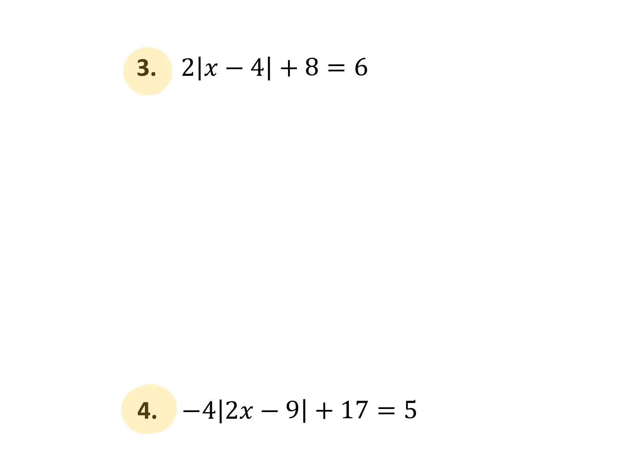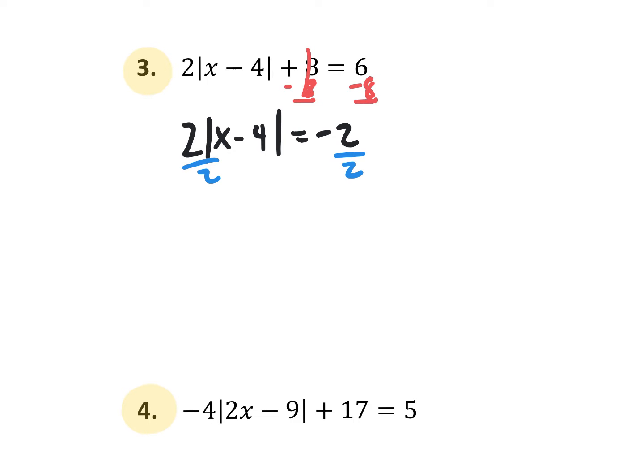This is an absolute value equation, and the first step to solving any absolute value equation is to isolate the absolute value. So you would subtract 8, and you'd end up with 2 absolute value x minus 4 equals -2. After that, you divide by 2 to get that absolute value by itself, and we end up with the absolute value of x minus 4 equals -1.